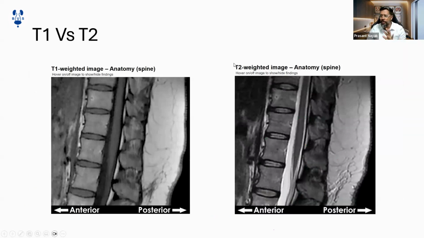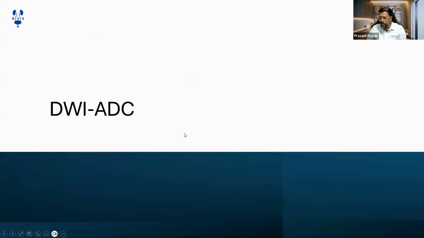So what is a T1 weighted? What is a T2 weighted? What do we mean? So T1 weighted, this is how a spinal cord image looks. I just want you to appreciate how a T1 weighted looks, how a T2 weighted looks. Look at the fluid content. You can see here the spinal fluid, the CSF is appearing dark here, the CSF is appearing white here. That is how you basically identify what a T1 weighted image is and what a T2 weighted image is. Here the fluid appears to be hyperintense, or it takes up more intensity, right? Now let me come to DWI ADC.